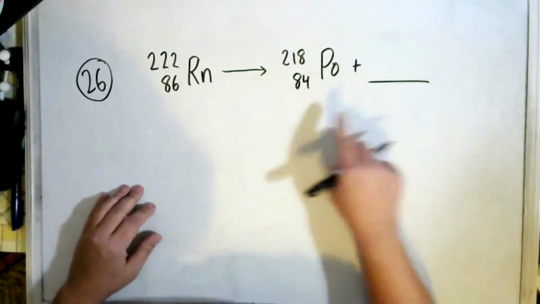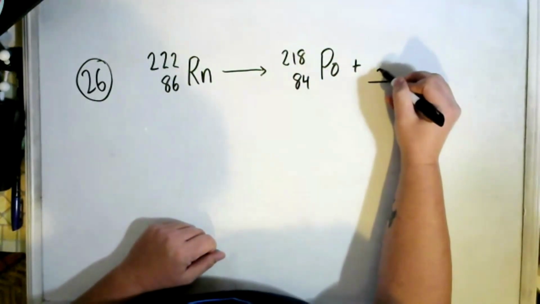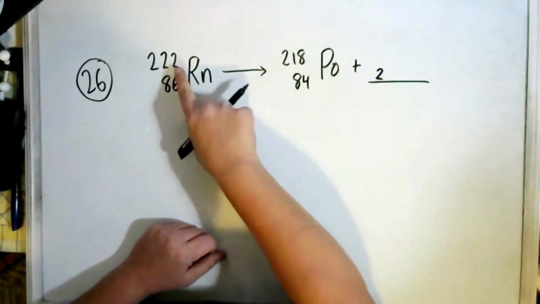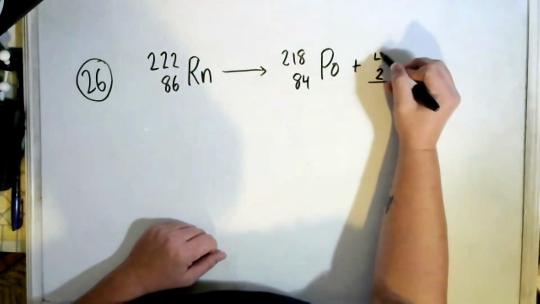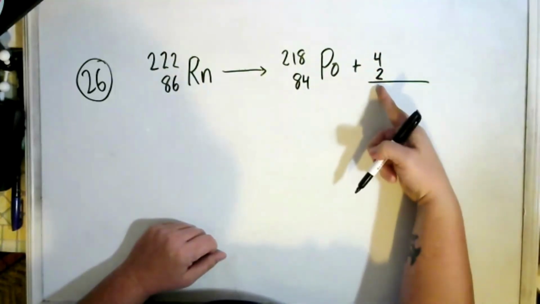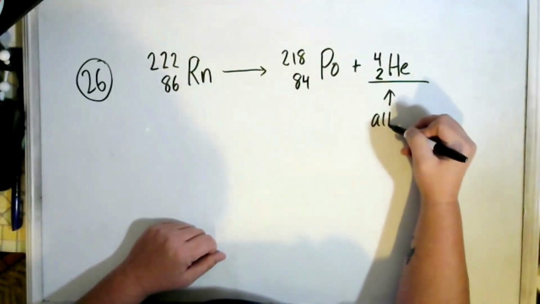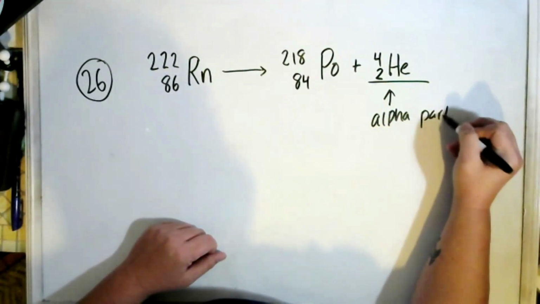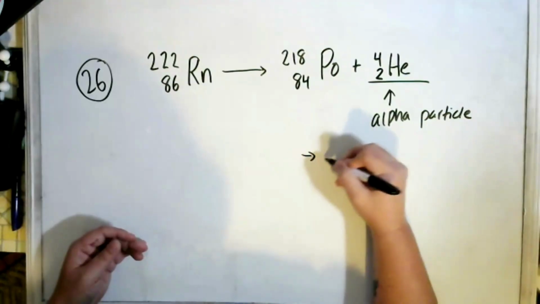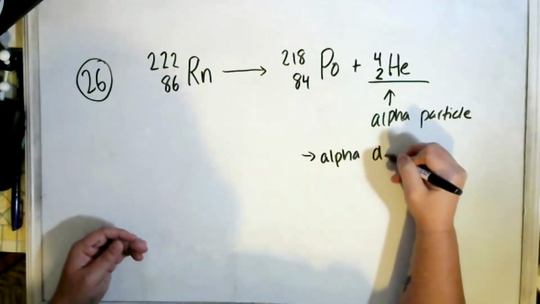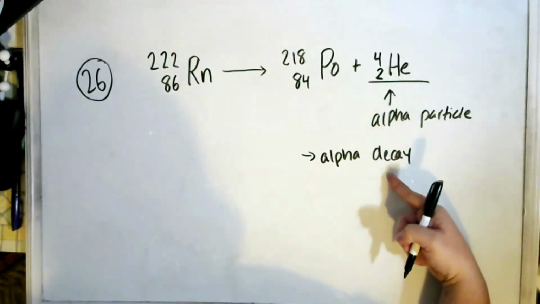And how do you figure out the missing piece? Well, you say, I've got 86 over here, I have 84 over here, so this particle has a 2 on the bottom. I've got 222 here, I've got 218 here, so I'm missing a 4 up top. And if I have a 2 on the bottom, that's helium. So this is an alpha particle. That means that the type of process that happened is going to be alpha decay. All right, so you find the particle and then you link the particle to the decay type.